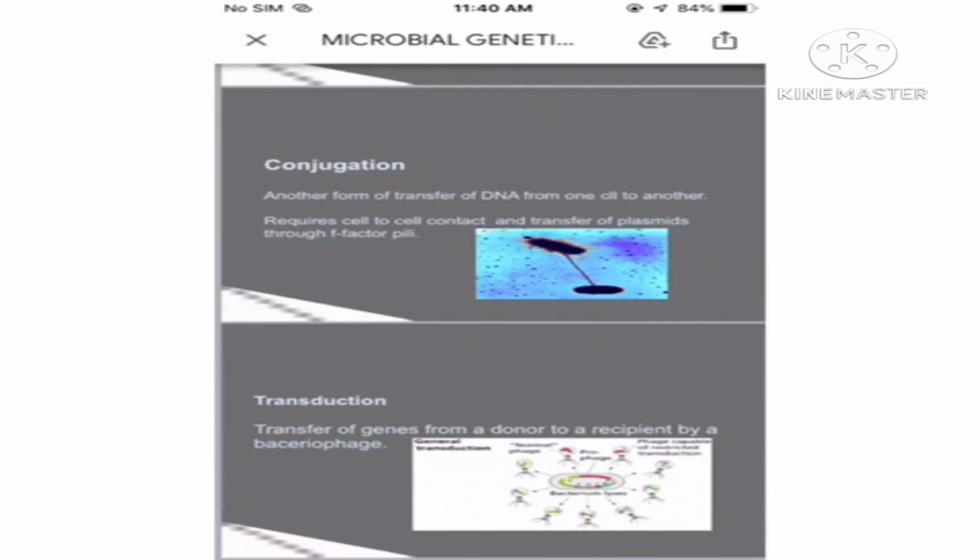And lastly, transduction: transfer of genes from a donor to a recipient by a bacteriophage.